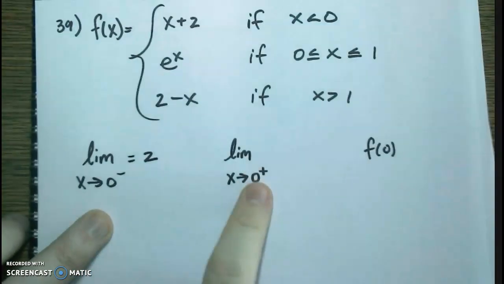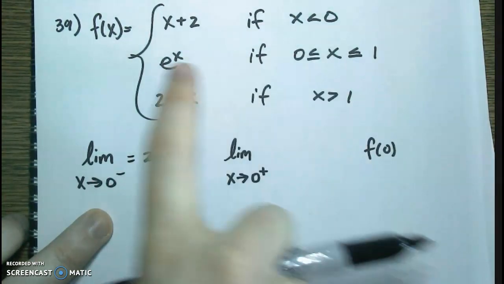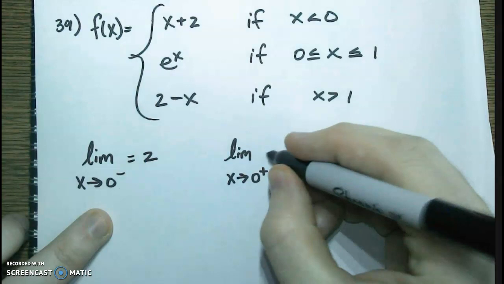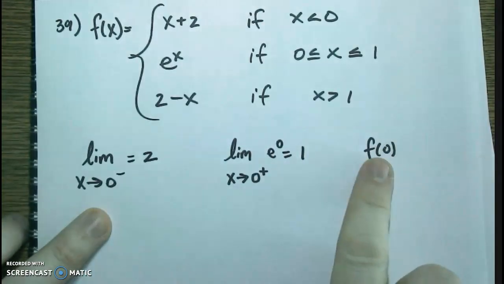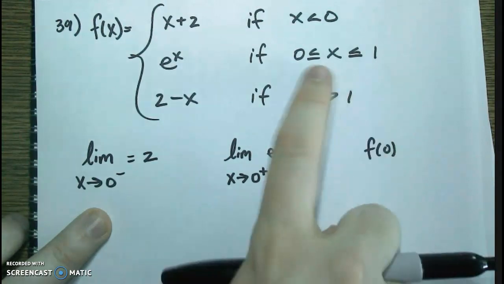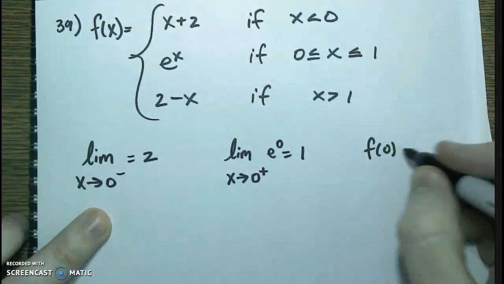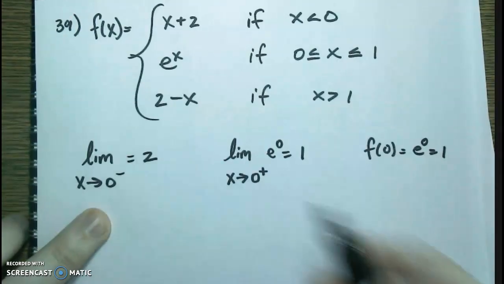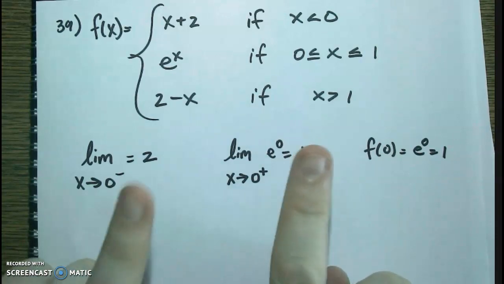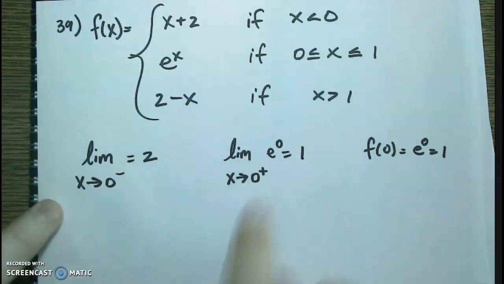If you look to the right of 0, you plug in where x is greater than 0 and you're going to get e to the 0, which is 1. If you want to know what happens at 0, you plug in 0 to where it says equal to, and you're going to have e to the 0 equals 1. So what this tells me is these two pieces don't match up. So we've got a jump discontinuity at 0.